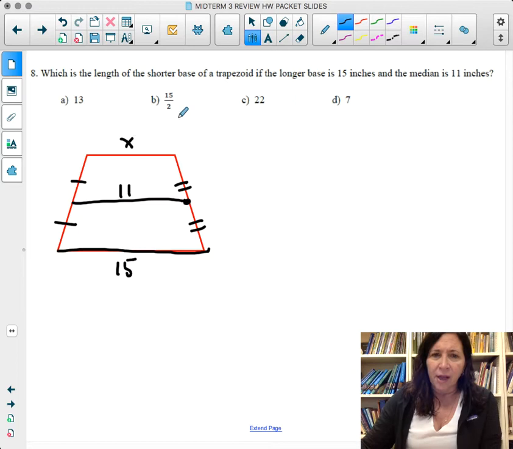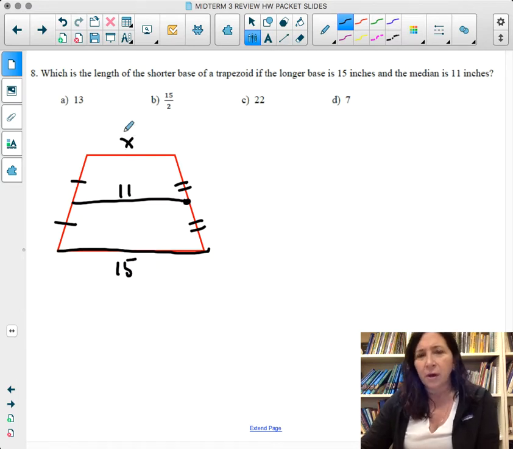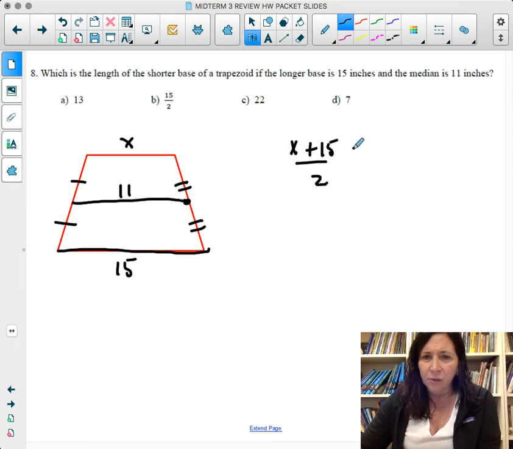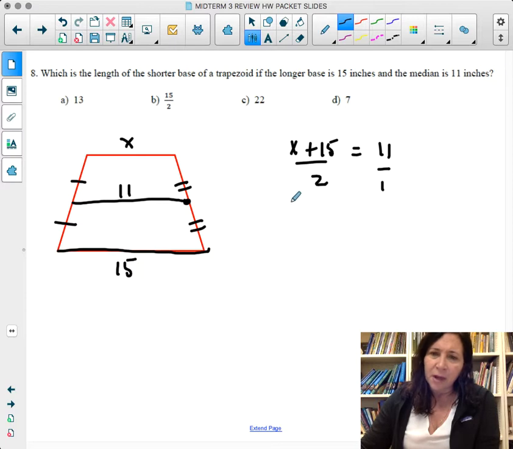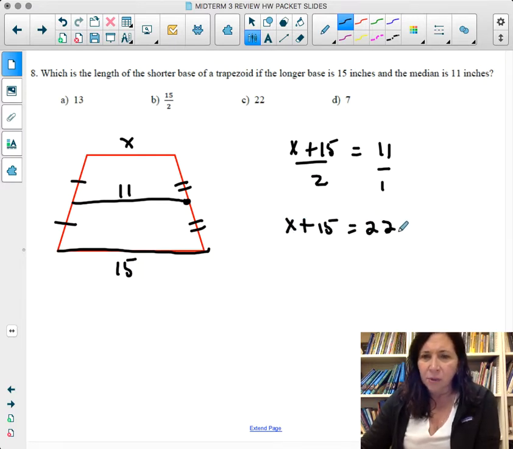So we don't know this value. Well, if you remember the formula for the median, it's the sum of the bases divided by 2. So if we said x plus 15 divided by 2, we would get the median. So again, in this case, I'm going to cross multiply. x plus 15 is equal to 11 times 2, which is 22.